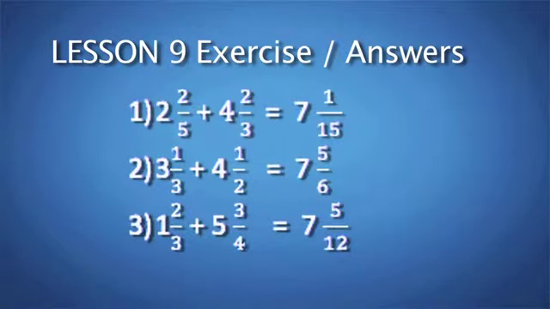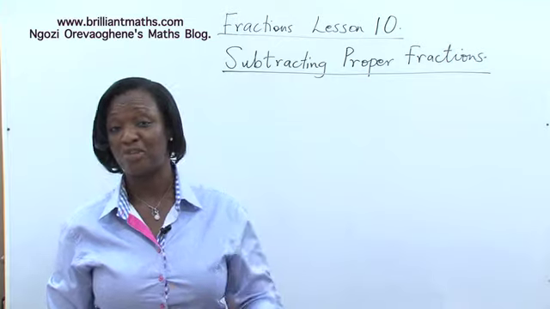Check out the answers. Number 1, increase 2 2/5 by 4 2/3. The answer is 7 1/15. Number 2, 3 1/3 plus 4 1/2 would give you 7 5/6. Number 3, what number is 1 2/3 more than 5 3/4? You add them together and you should get 7 5/12. Well done. I'm very sure you got all of them correct.